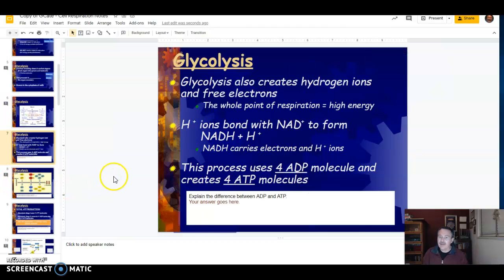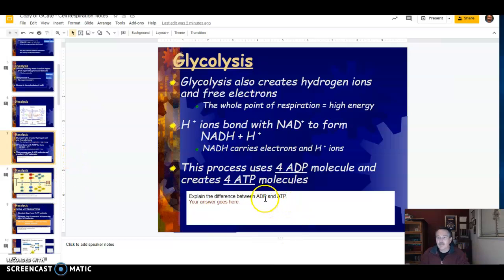Slide 7. Again, anytime you see a white box inside the actual slide itself, I want you to put your answer there. Slide 7 asks, what is the difference between ADP and ATP? Adenosine diphosphate and adenosine triphosphate. Di means 2, tri means 3. There's your difference: 2 phosphates versus 3 phosphates.